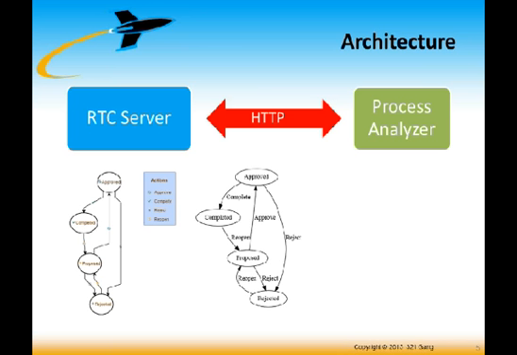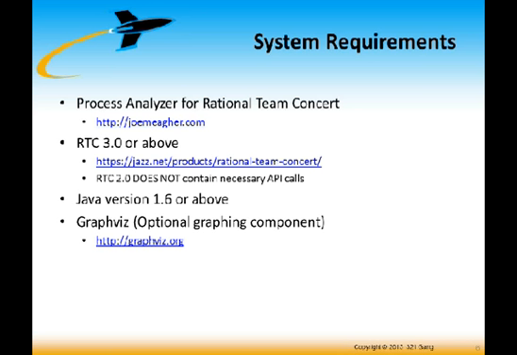In addition to RTC, you'll also need to have Java version 1.6 or above on the actual client machine using Process Analyzer. And optionally, you can download Graph Viz. Graph Viz is the utility to give you the alternate graphs, which I'll show you a little bit more about in a minute or two. And you can see that there's no RTC client required. The only permissions required are that you must be a member of the project you want to analyze.